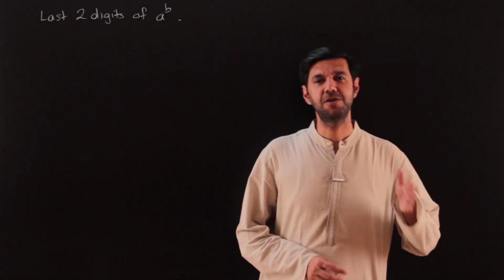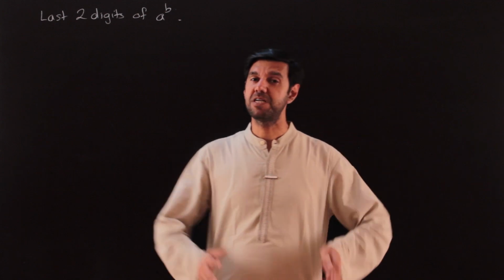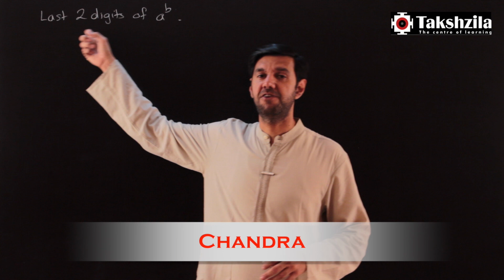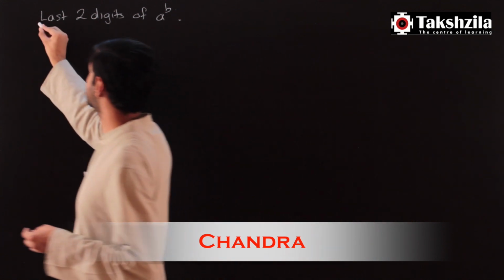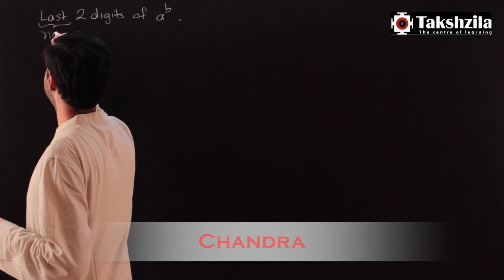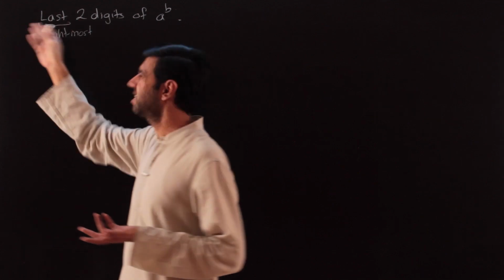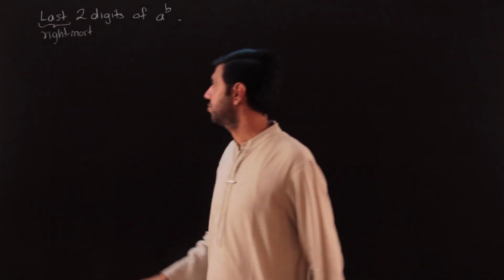We have seen how to find the unit digit of a power. Very occasionally, when the paper is very tough in quant, you could have a question asking you to find the last two digits. And by the last two digits, we mean the rightmost two digits, the units and the tens digit. This is just a colloquial usage, the last two digits.